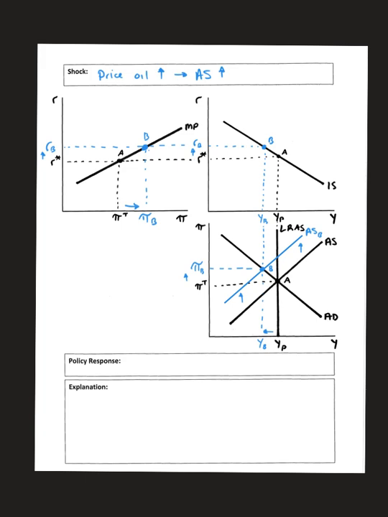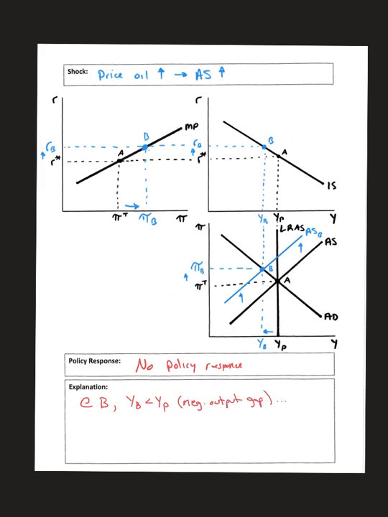Just like we saw with our aggregate demand shocks, we're going to first look if we see no policy response. If we see no policy response, what's going to happen? Well, this is very similar to what we saw before. At point B, right, we know that output is less than potential GDP. So this is our negative output gap.